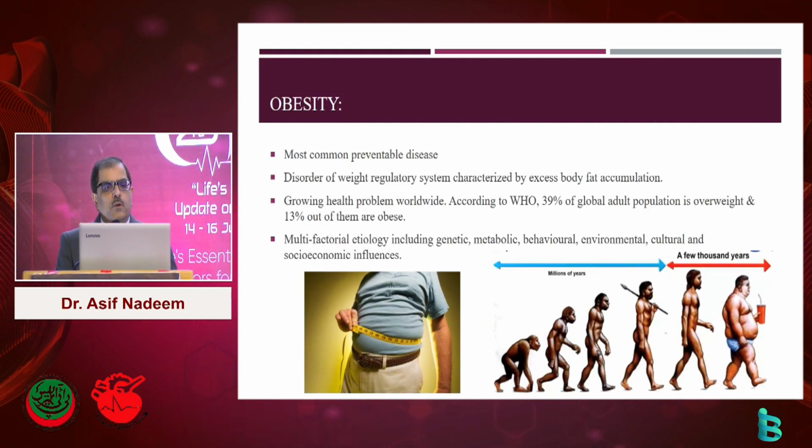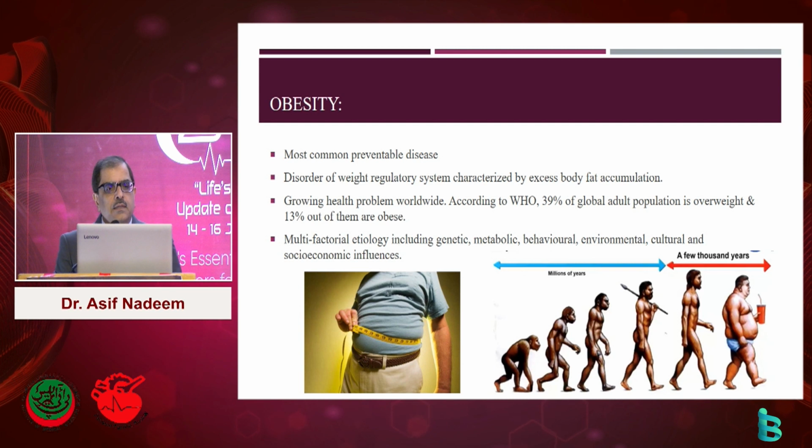It is the most common preventable disease, and it is a disorder of the weight regulatory system. It's a complex interaction between our hypothalamus, subcutaneous fat, leptins, interleukins, and many other factors which characterizes the excess body fat accumulation. It is a growing health problem worldwide. According to WHO, 39% of our population is overweight and 13% of them are obese, which is a big number.